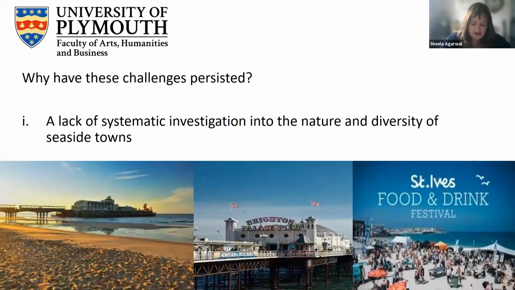Taking all of these challenges together, why haven't they been addressed before? Why have they persisted if we have known about them for over a decade? From my perspective, there are a multitude of reasons to explain why. First of all, there is a lack of systematic investigation into the nature and the diversity of seaside towns. While many are visibly lagging, with high levels of deprivation, dying town centres, and high crime, others are in fact doing very well indeed. They are leading.